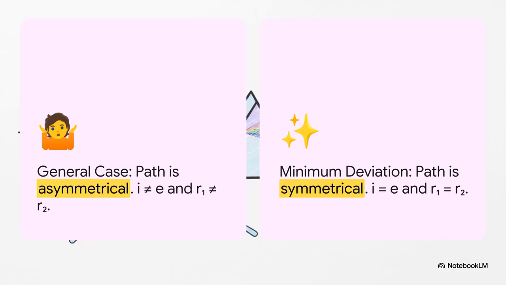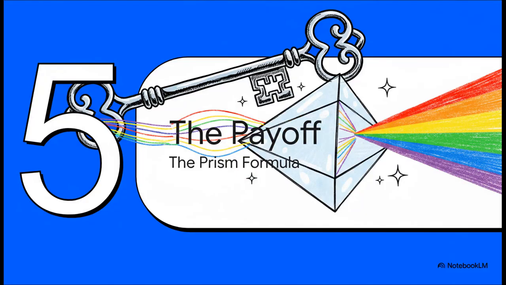So what's the big deal about this one point? Well, it's all about one beautiful word: symmetry. In pretty much every other case, the path the light takes is lopsided, it's asymmetrical. But hit that magic angle of minimum deviation, and everything lines up perfectly. The path becomes perfectly symmetrical. The angle it goes in at, I, is exactly the same as the angle it comes out at, E. And on the inside, those two angles, R1 and R2, become exactly equal. It's just perfect.